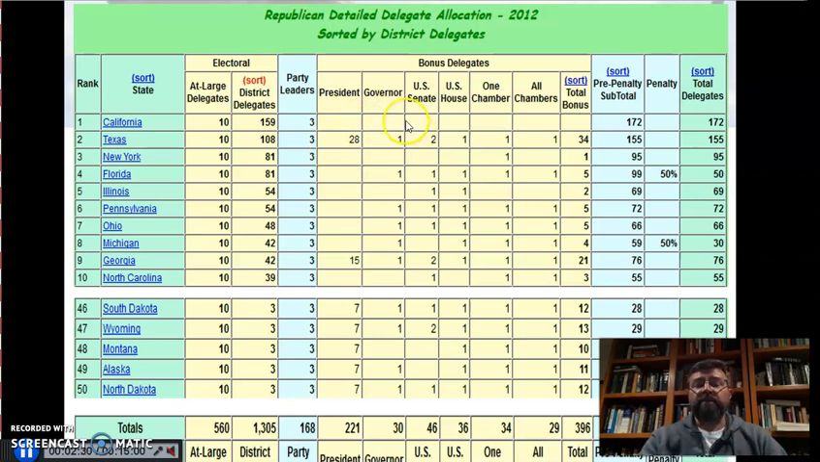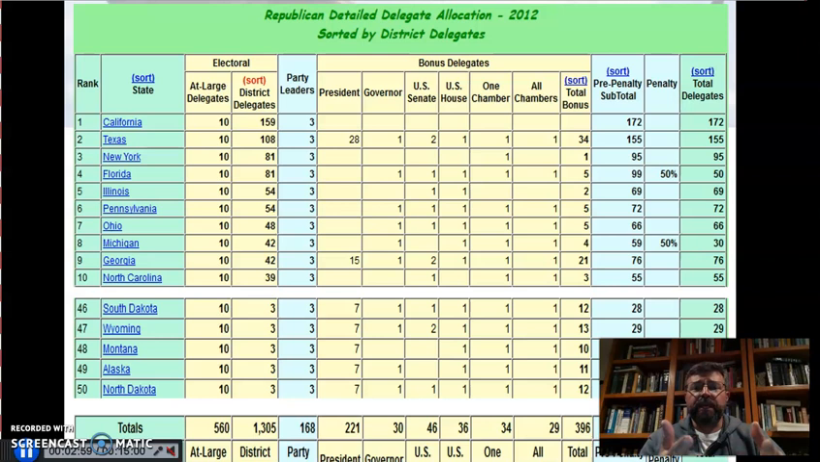They have a Republican governor. They have Republican senators, those kinds of things. And so Texas gets a bonus 34 delegates for being basically good Republicans. You take the population, you take the automatic, and you put together with the bonus for loyalty, and therefore, Texas gets 155 delegates.